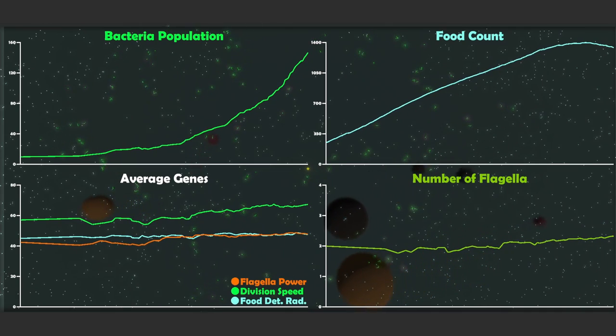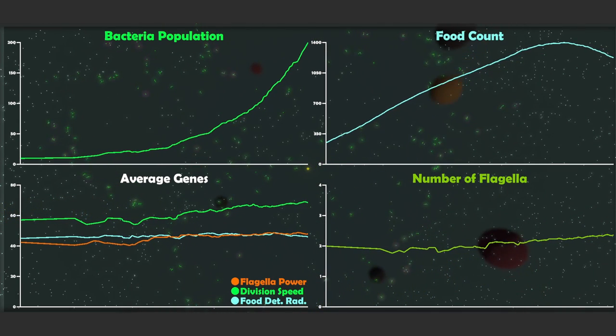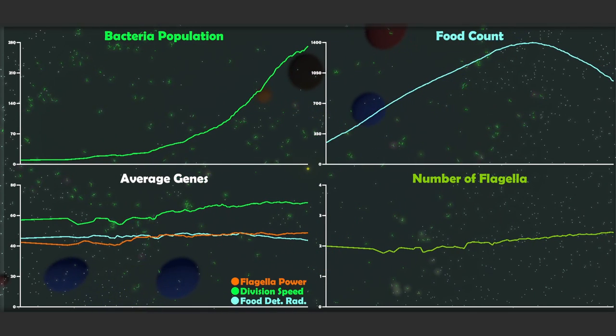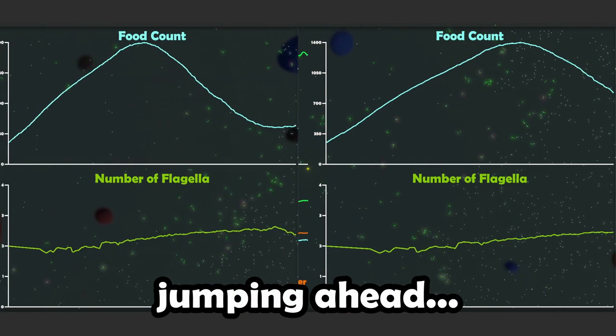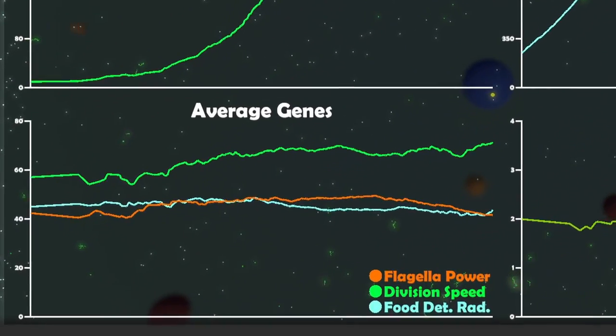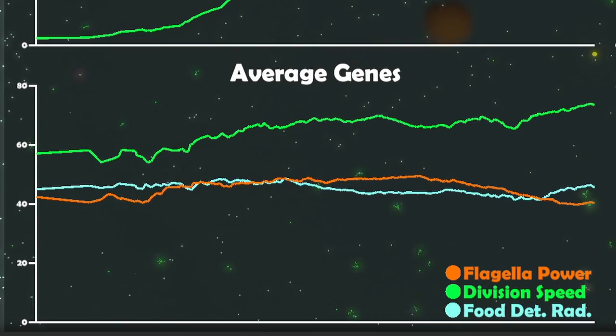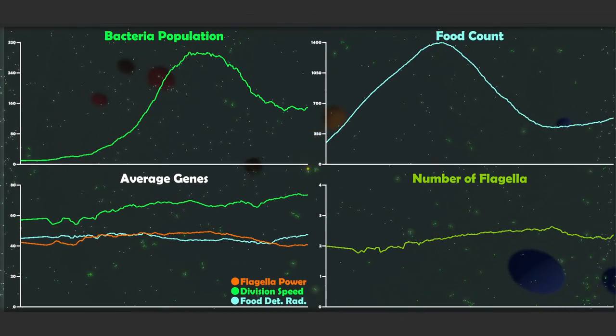If you think about it, whether they divide in a second or 5, that doesn't really matter because they're both very short amounts of time. So what if I instead make this range from 1 to 60? You can see that now, in this simulation, the division speed gene actually steadily climbs, which is great because we did actually create a selective pressure towards this gene.